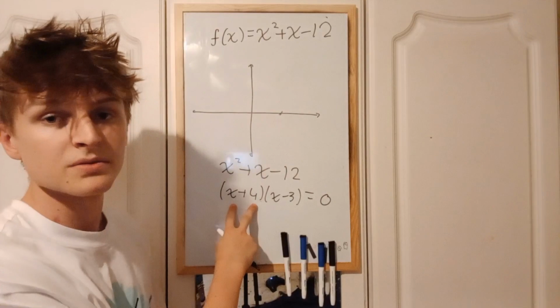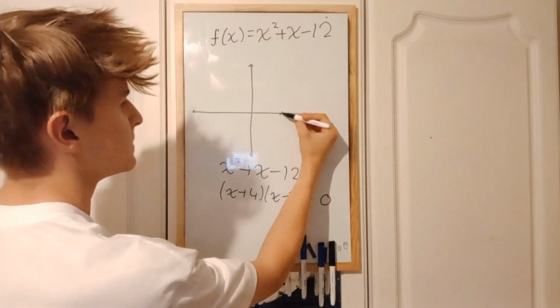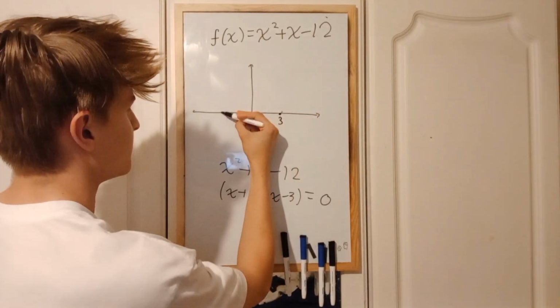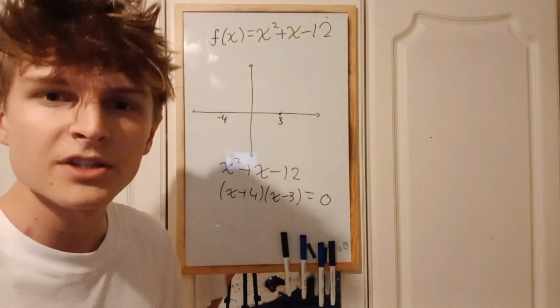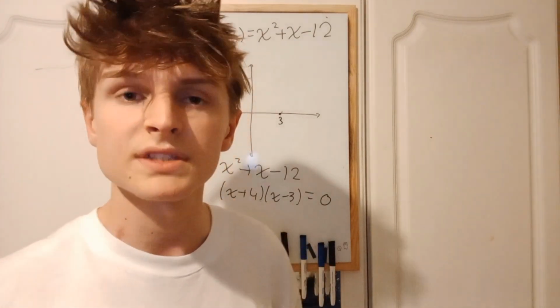From here we get x equals negative 4 as one of our roots, and here we get x equals 3. So we can say, at the input x equals 3 and the input x equals negative 4, that's when our function is going to cross the x-axis, because that's when it spits out a y-coordinate of exactly 0.